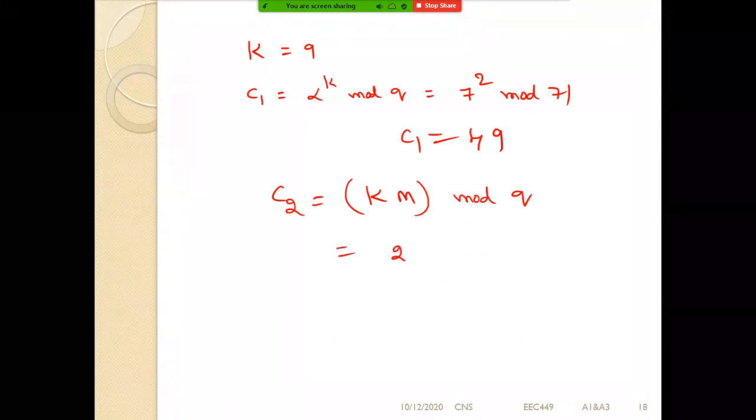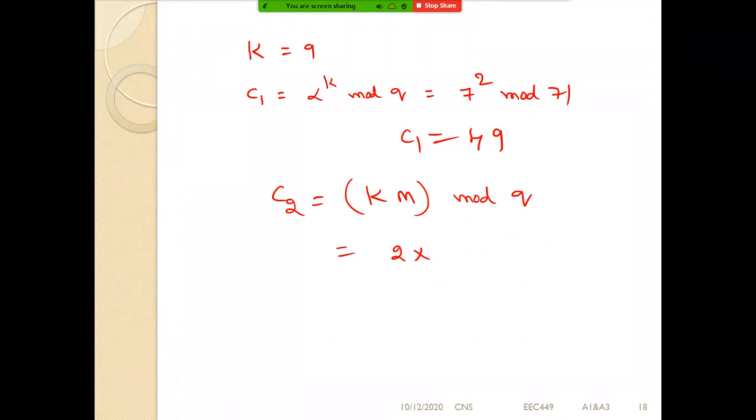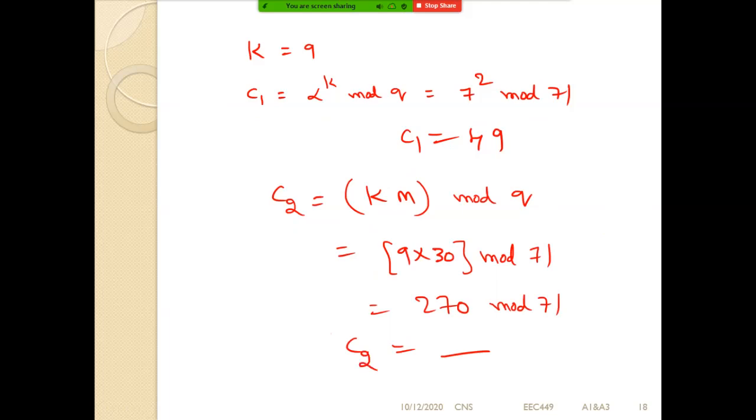So capital K is 9. M is what? 30. Capital K is 9, huh? Yes, sir. Mod 71. So it is 270 mod 71. So what is the answer? 57.